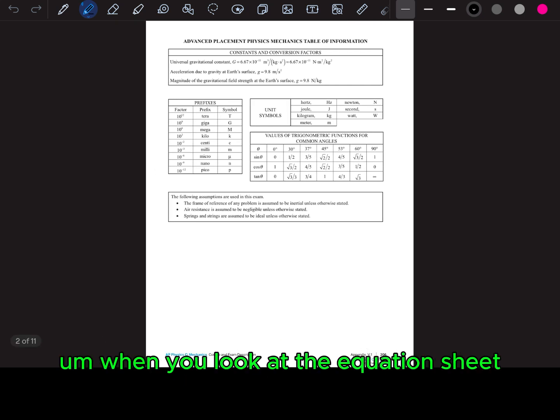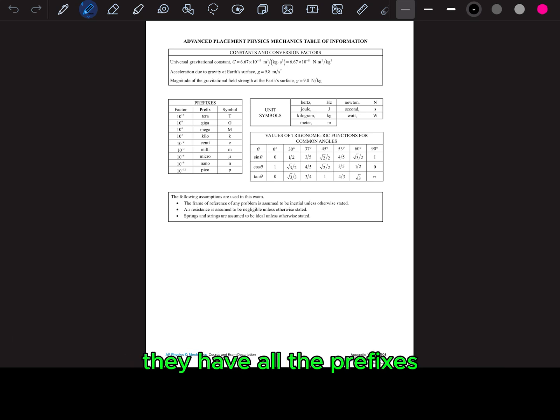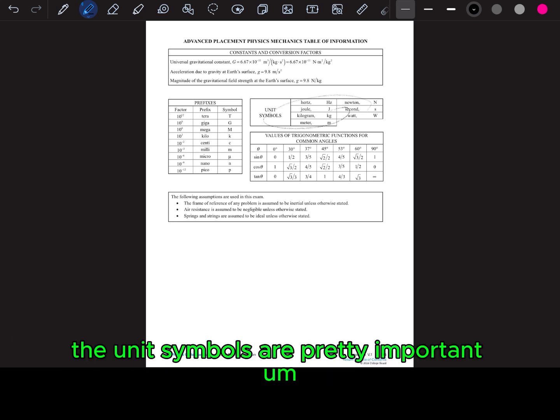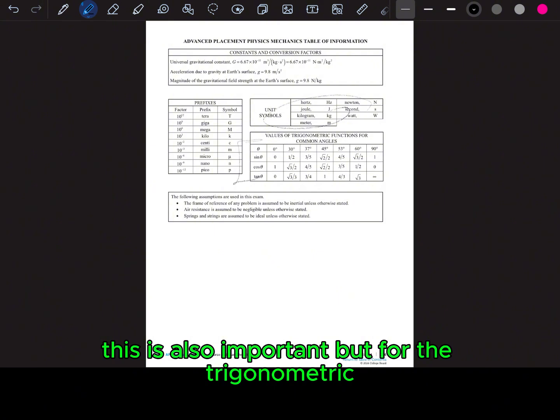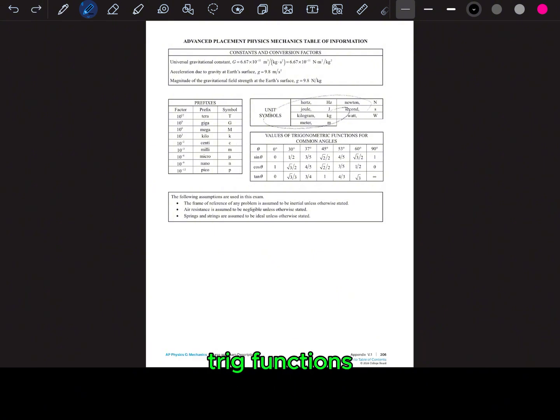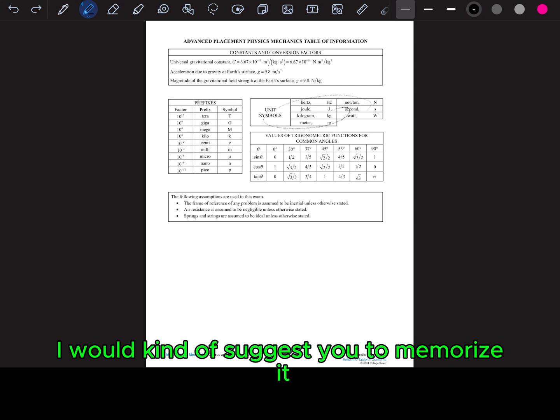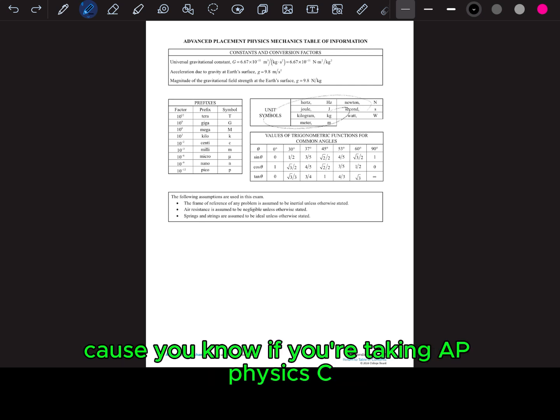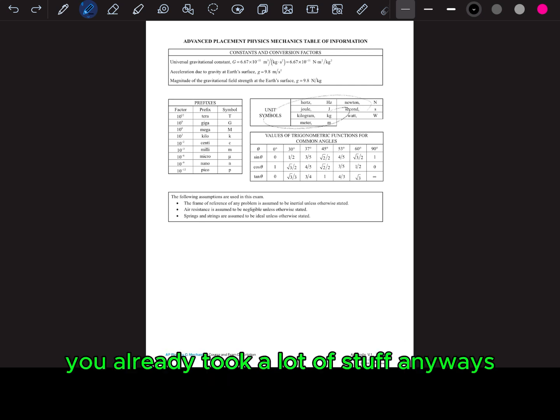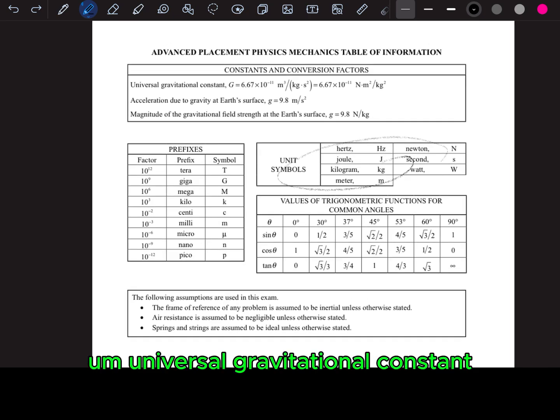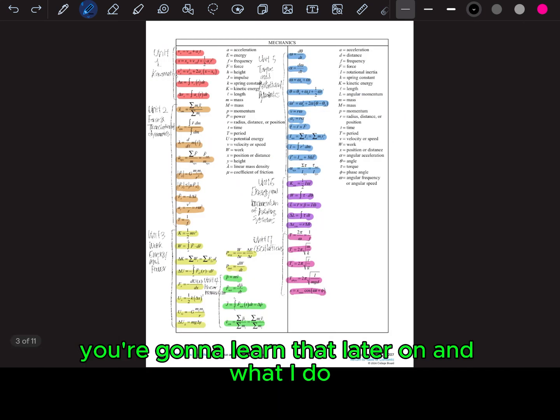Anyways, when you look at the equation sheet, they have all the prefixes and the unit symbols. The unit symbols are pretty important. This is also important, but for the trigonometric functions, I would suggest you memorize it, though I would assume you already have that memorized because if you're taking AP Physics C, you already took a lot of stuff. Universal gravitational constant, you're going to learn that later on.